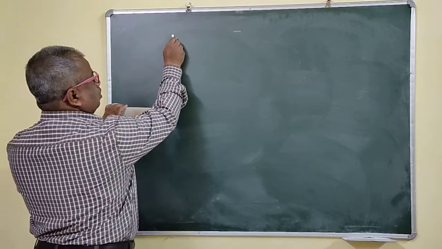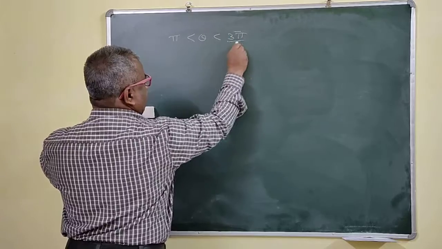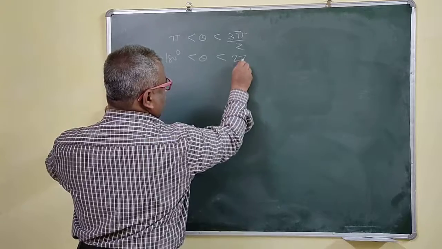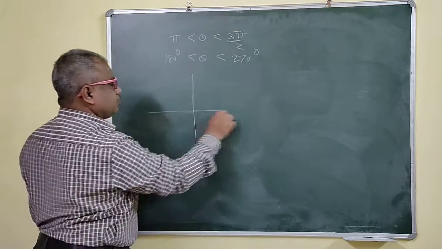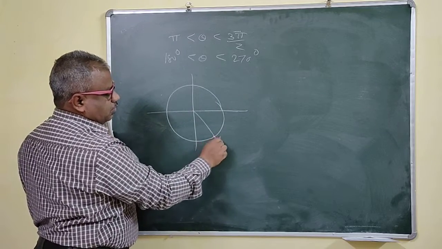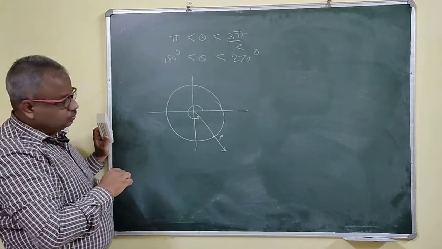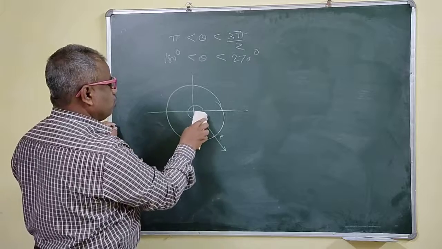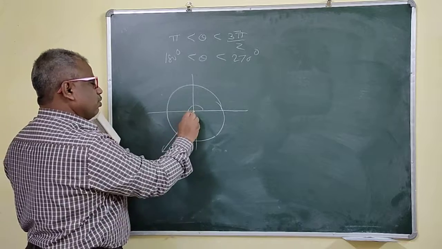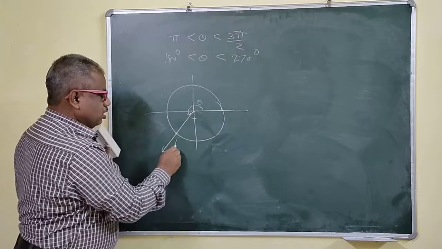The third quadrant means pi less than theta less than 3 pi by 2. That means 180 degree less than theta less than 270 degree. Then where is your terminal arm? The terminal arm intersects here in the third quadrant, and this will be your theta.